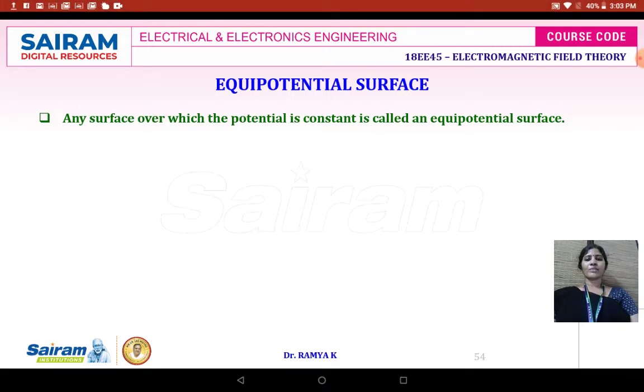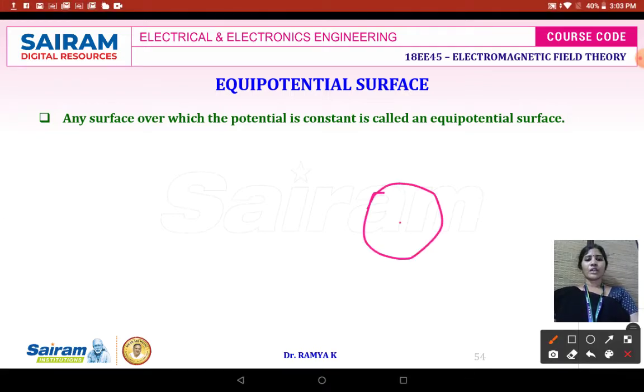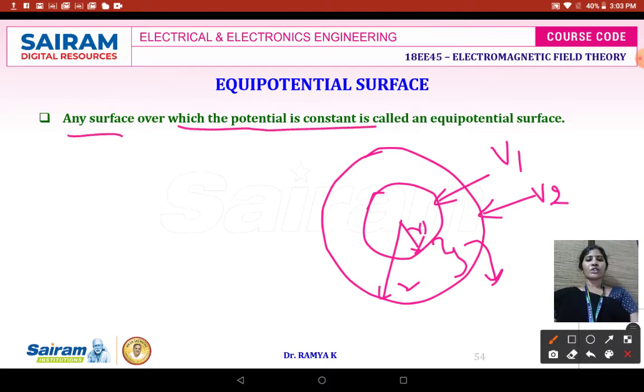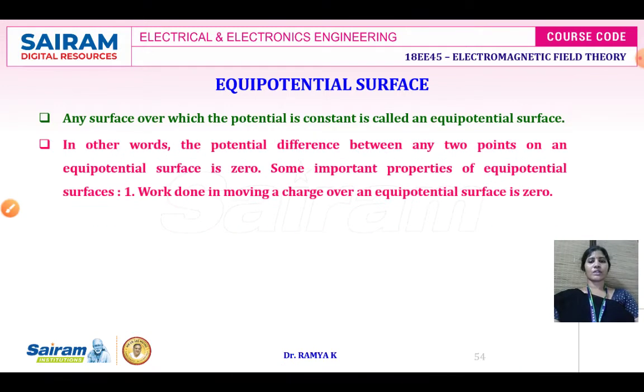For example, consider a coaxial cable. It has radius R1 and this is going to be R2. The potential at R1 is going to be V1 and the potential at R2 is going to be V2. This particular path is known as your equipotential surface. It is the surface over which the potential is going to be constant. Throughout that surface the potential is going to be constant.